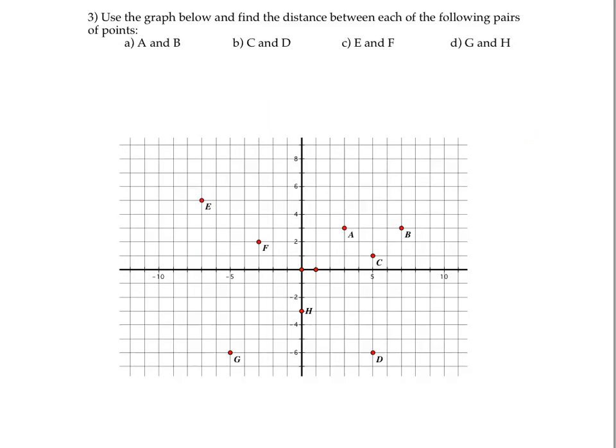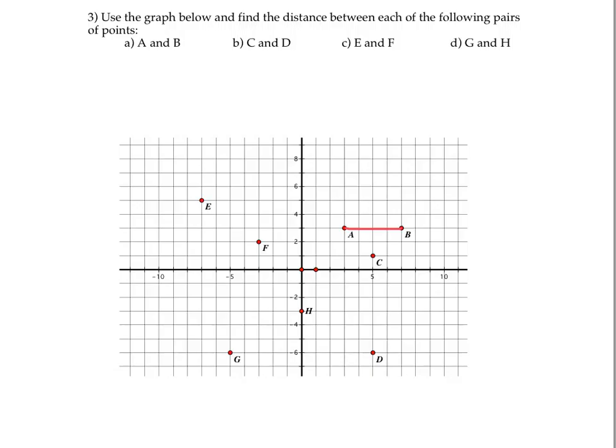Okay, next we're going to take a look at how to find the distance between pairs of points using a graph. It says use the graph below and find the distance between each of the following pairs of points. If we want to find the distance between points A and B, first I'm going to draw a line segment. You should use a ruler on your notes and just connect points A and B.